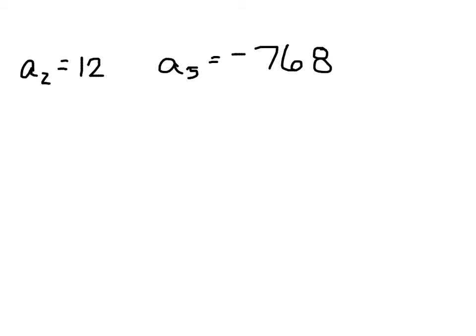So the first example, what I'm going to do is give you something like this. It's going to say a sub 2 equals 12 and a sub 5 equals negative 768. And your job is to write the rule. Okay, so that's what they're going to ask you to do, is write the rule for this.